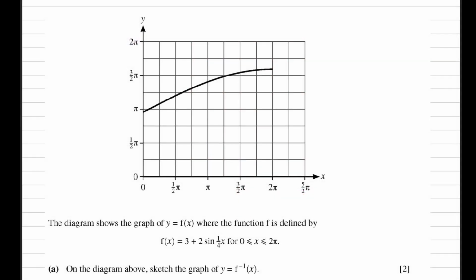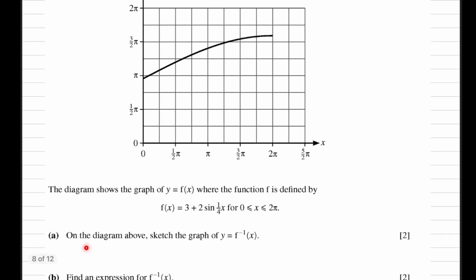Okay guys, move on to the next question. Here we have part of the graph where f(x) equals 3 plus 2 sine of 1 over 4 x, for x between 0 and 2 pi. The first question is, on the diagram above, sketch the graph of y equals f inverse x.